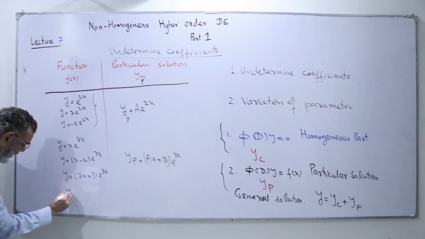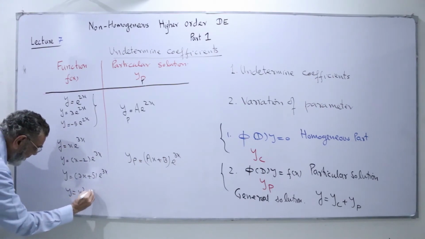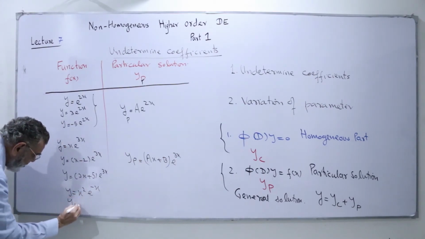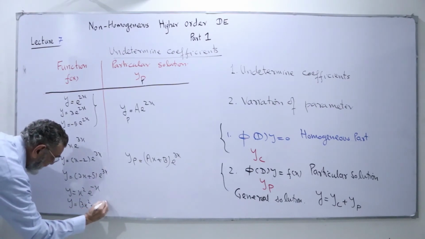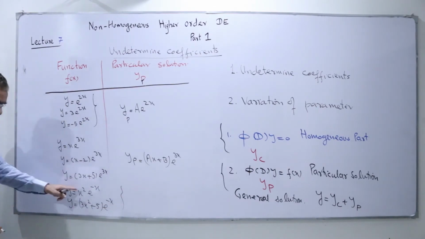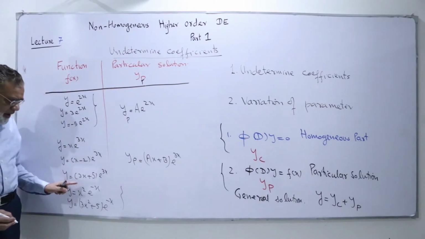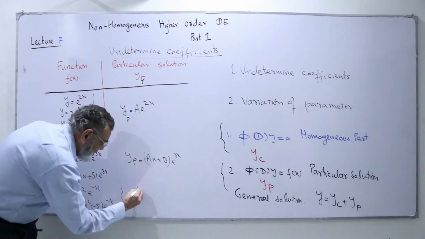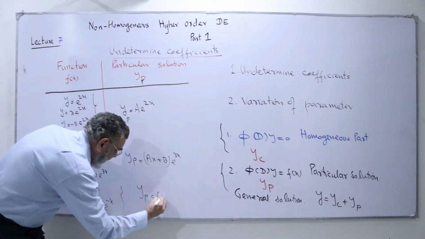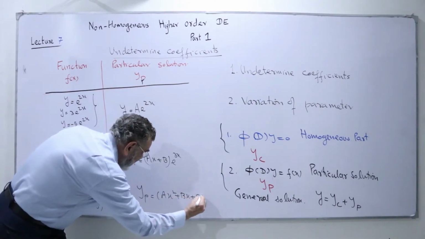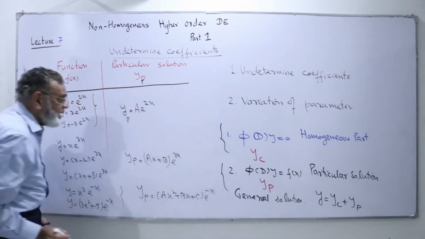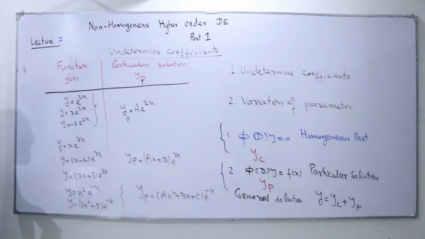For example, I have y equal to x square e to power minus x. I have y equal to 3x square plus 5 e to power minus x. So what's the yp? We look at the polynomial here, which is of degree 2. So yp will be equal to ax square plus bx plus c, times e to power minus x. So that's how we can write the particular solution for the case of the exponential function.